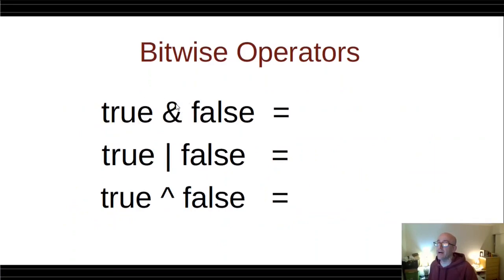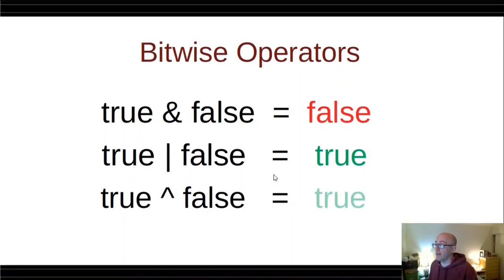Here is the AND operator, true and false. We said both of these need to be true for it to return true. Well, obviously these are not both true, so that's going to give us a false. True or false, only one of them needs to be true, and we've got it right there. So that's going to give us a true, and true XOR false said they need to be different. What's more different than true and false? So that one obviously is going to return true.